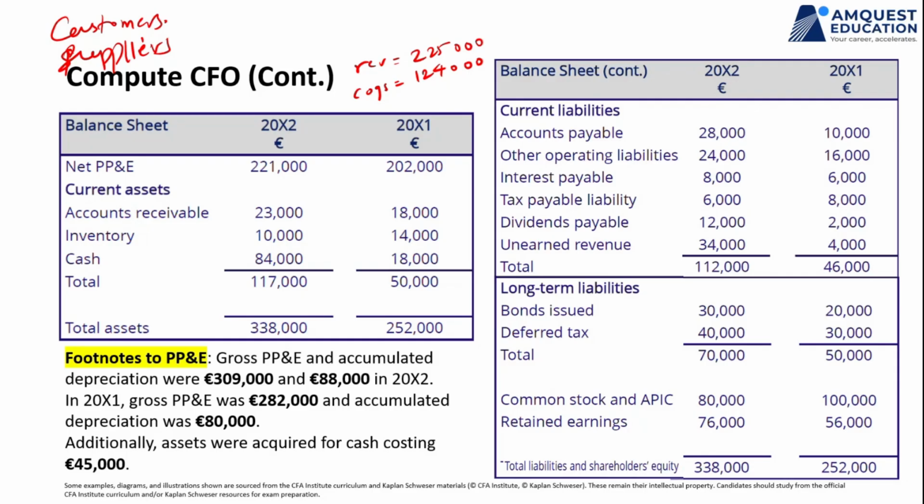Come on, cash from customers. Okay, think about this. Customers are related to revenue. Customers on the balance sheet are related to receivables. And customers are also related to what is called unearned revenue. So you have to link these three things: revenue, receivable, and unearned revenue to understand how much cash is collected from customers.